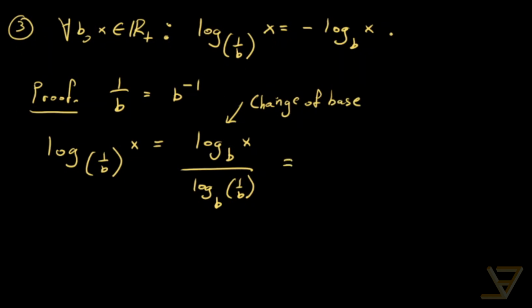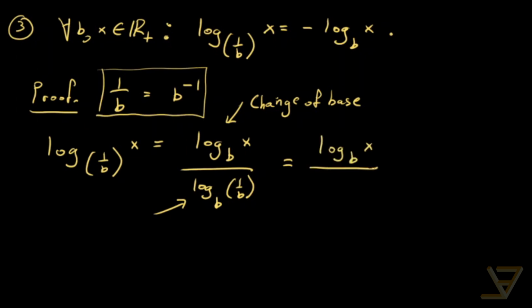And now it's a matter of computing the denominator, and that's where this comes in handy. It's true that b to the power of -1 is equal to 1 over b, so we get log b of x over -1 is equal to this expression, and that's simply negative log b of x, which is what we wanted to show.